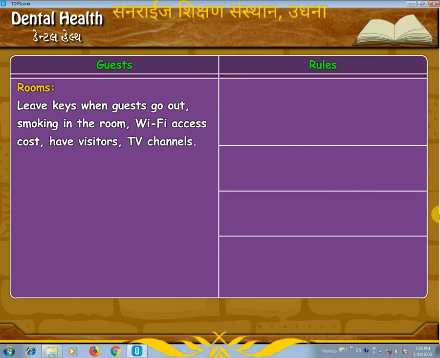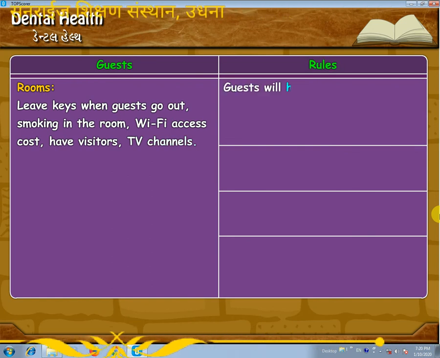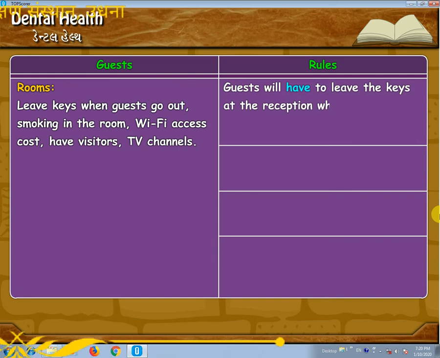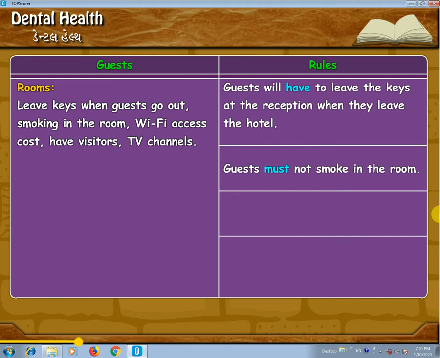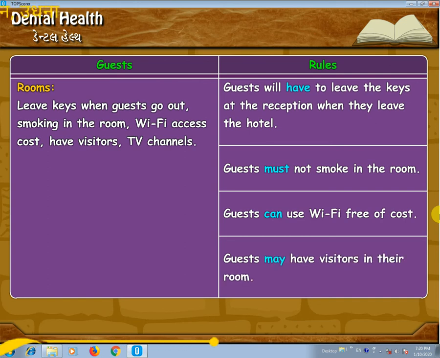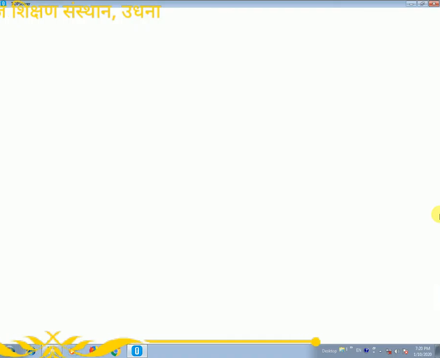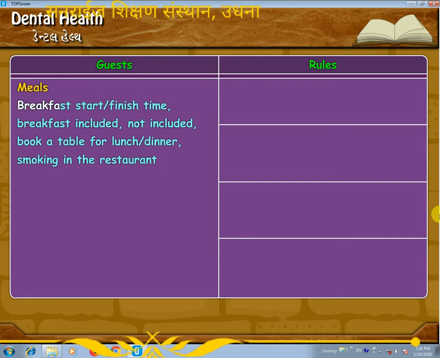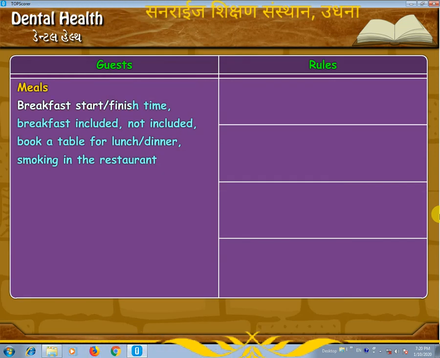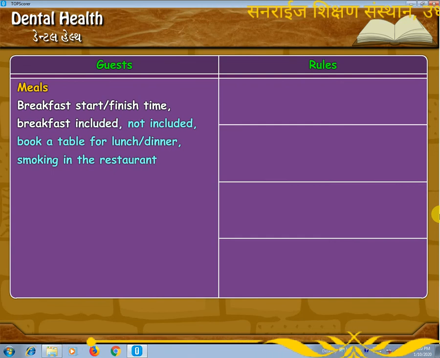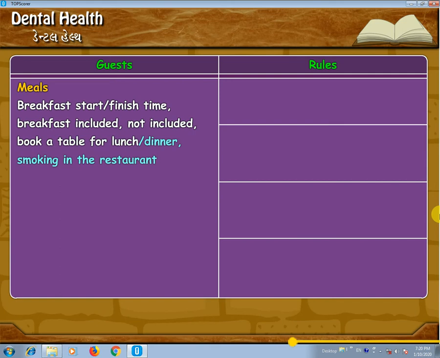Meals. Breakfast start. Finish time. Breakfast included. Not included. Book a table for lunch. Dinner. Smoking in the restaurant. Rules. Breakfast must be ordered between 7 a.m. to 9 a.m. Guest can have breakfast in the room or in the restaurant. Guests can book a table for lunch or dinner in hotel's restaurant. Guest must not smoke in the restaurant of the hotel.